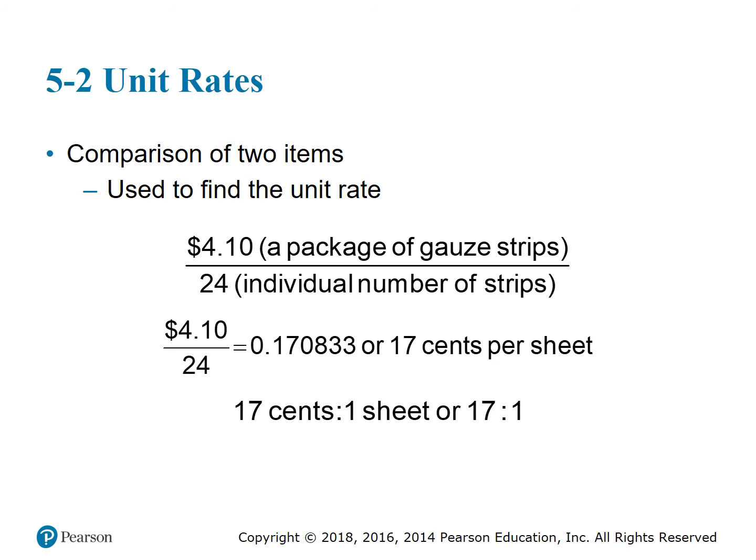So we pay $4.10 for an entire package of gauze strips, and there are 24 gauze strips in that package, right? So we can write the ratio as you see it here. So how do we get the unit rate? We know it costs $4.10 to buy an entire package, but how much does it cost to buy one? What we would do here is simply divide 24 into $4.10, and that gives us 0.17 some odd numbers, or approximately 17 cents per sheet. So we could write this ratio as 17 cents to one sheet, or 17 to 1.